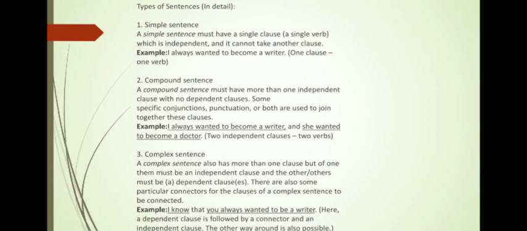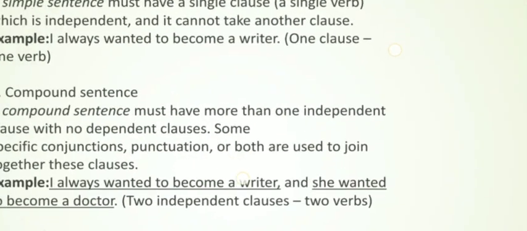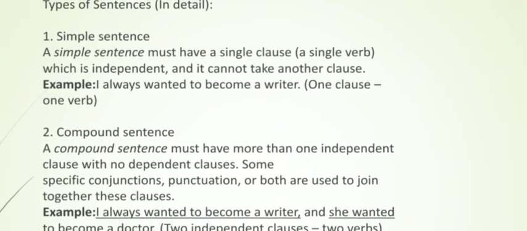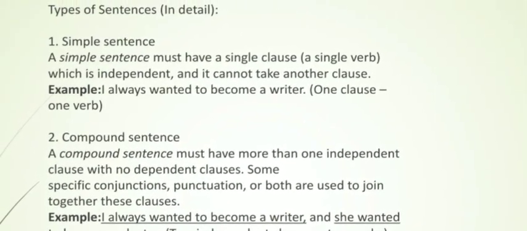Simple sentence will have a single clause. One independent clause. एक single clause होता है जो कि independent होता है. One clause which is independent. It means one clause means one verb and one subject. And it cannot take another clause. Example, Ram is playing. I always wanted to become a writer. So see, I is subject. And what that person wanted to become? Become a writer. So here, want is expressed. So one clause, one verb, and a simple sentence.